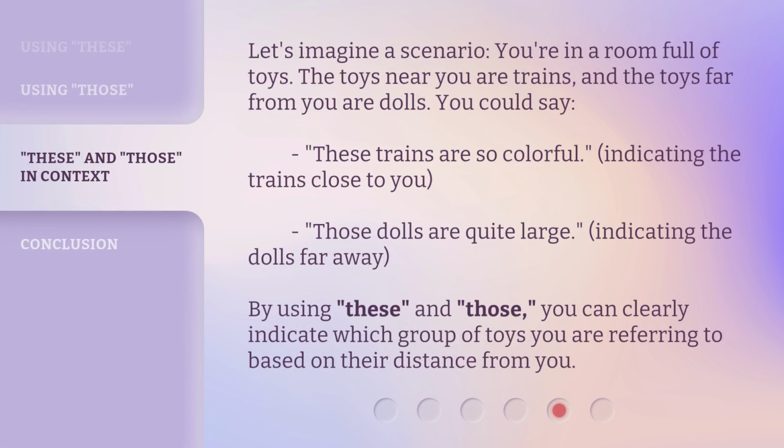Let's imagine a scenario. You're in a room full of toys. The toys near you are trains, and the toys far from you are dolls. You could say, "These trains are so colorful," indicating the trains close to you. "Those dolls are quite large," indicating the dolls far away. By using these and those, you can clearly indicate which group of toys you are referring to based on their distance from you.